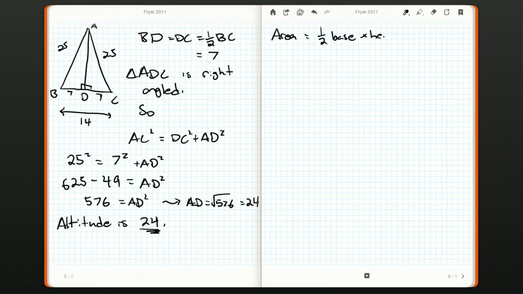As I said, area is 1/2 base times height. So 1/2 times 14 times 24. And we can work that out. 14 times 24, that's going to be 336. Divide that by 2. We get 168, which is the number of hours in a week. Just a little bit of a number association there.